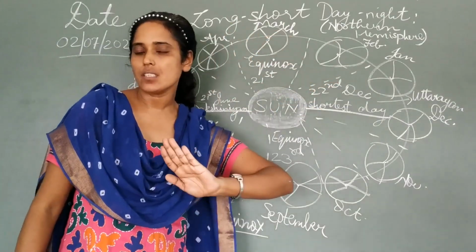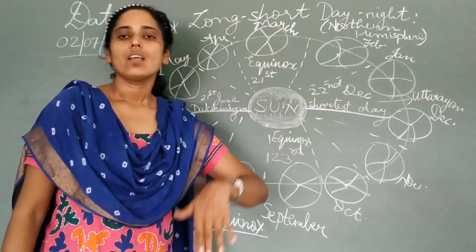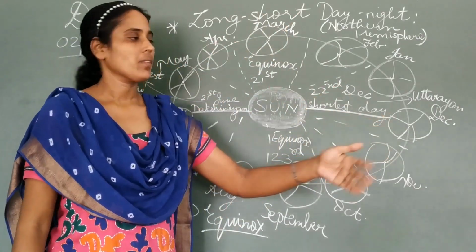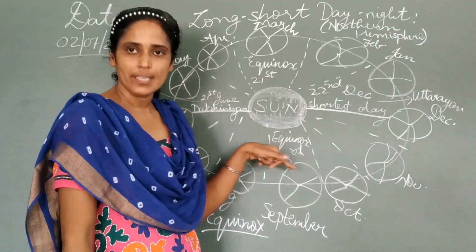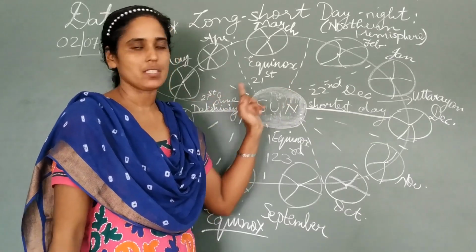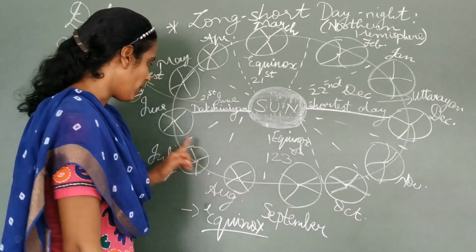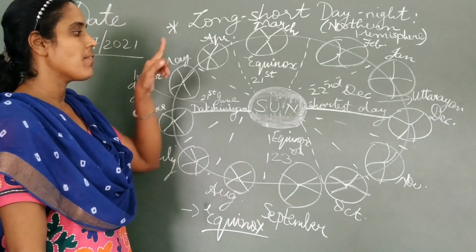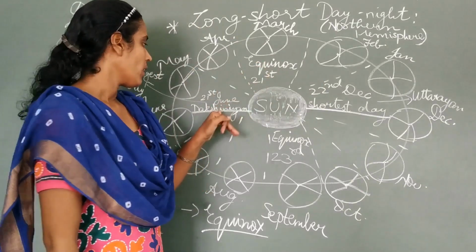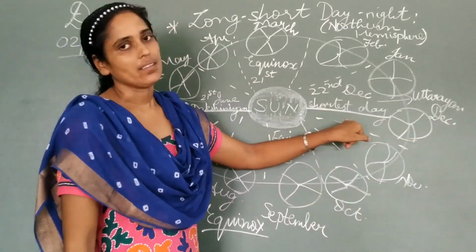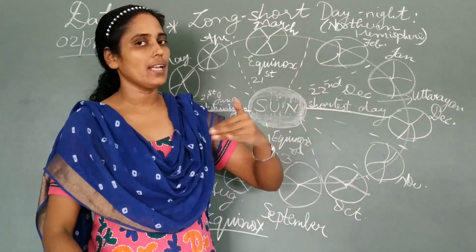Earth is tilted on its axis, so the part on which sun rays fall is having day, and the other opposite part has night. In the same way, we have 4 main phenomena in your textbook. We have these 4 concepts: equinox on 21st of March and 23rd of September, shortest day on 22nd December, and longest day on 21st June. Dakshinayan and Uttarayan are also here. Actually, we have these concepts in the next part of this chapter.